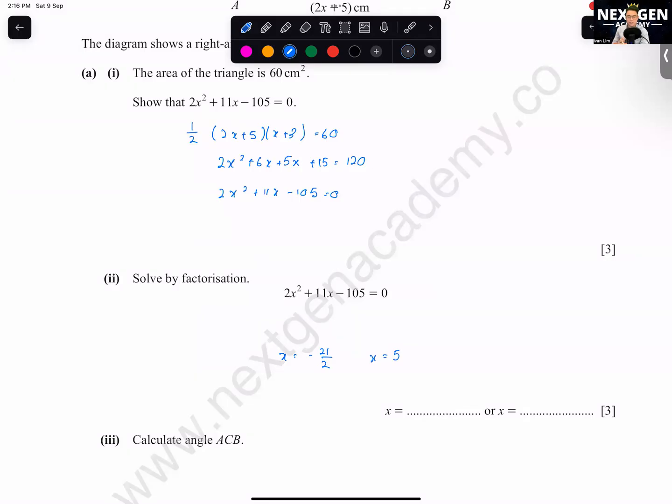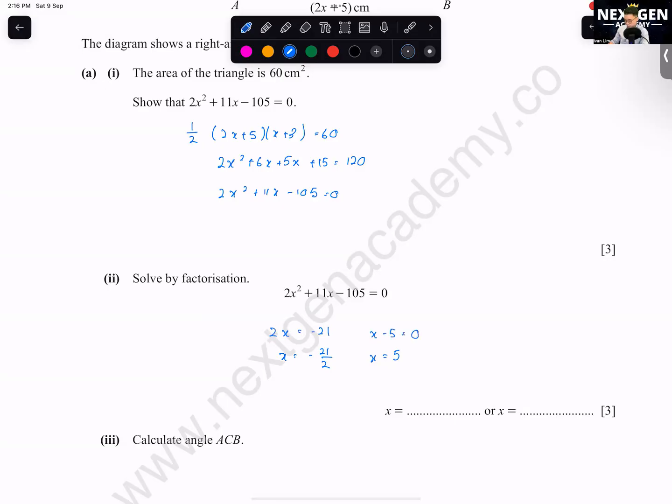Basically you can just use your calculator, type in this value. Everyone know? Then we reverse the process. You put the answer in fraction first. Don't put it in decimal. Your calculator by default will most likely come out in decimal first. You change it to fraction. Then you multiply the denominator like that: 2x equals minus 21.